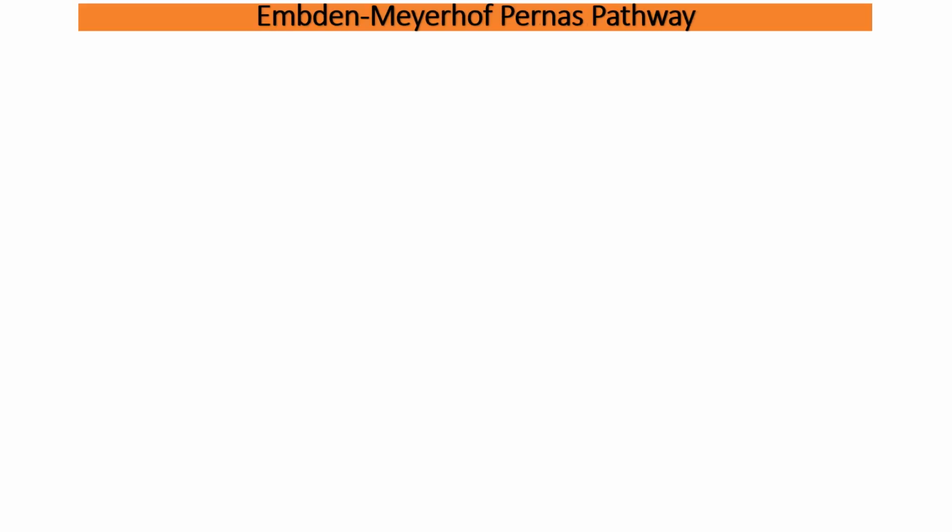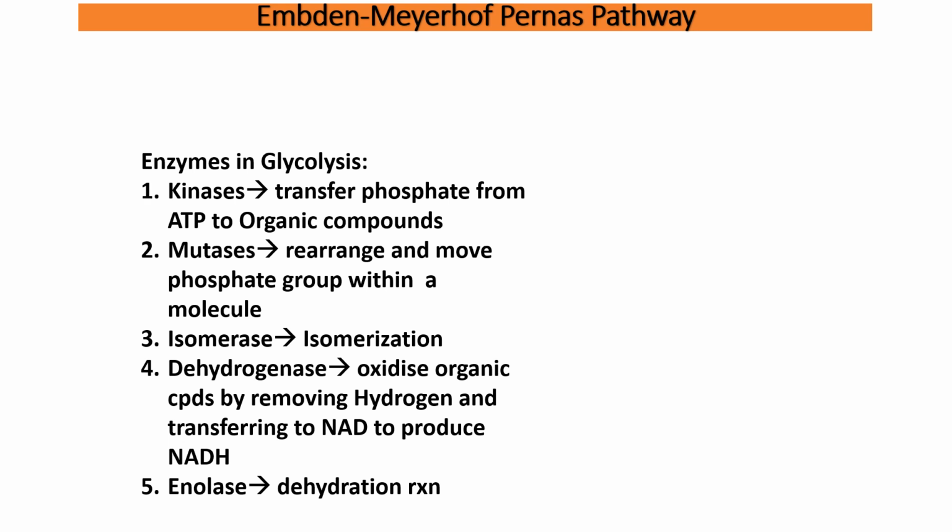Now, let us look at the first glycolytic pathway, which is the Embden-Meyerhof-Parnas pathway. But before discussing this pathway, there are some points we should try to note. This being a metabolic pathway, it is characterized by various enzymes which are generally categorized into 5 different categories. We have the first group of enzymes which are called the kinase enzymes. These enzymes transfer a phosphate group from ATP to organic compounds in this particular pathway. Then the second category are the mutase enzymes. These particular enzymes rearrange and move a high energy phosphate group within a molecule, as we are going to see.